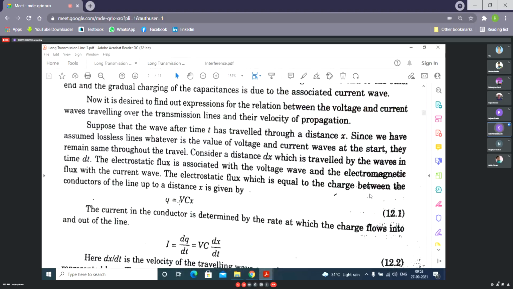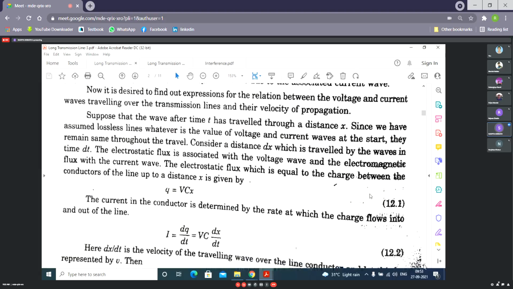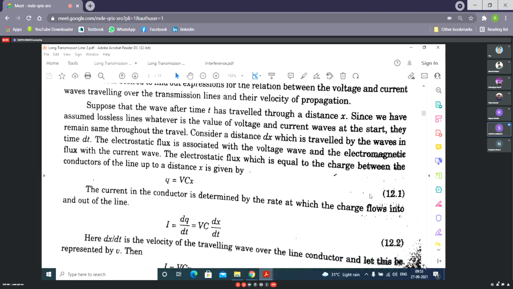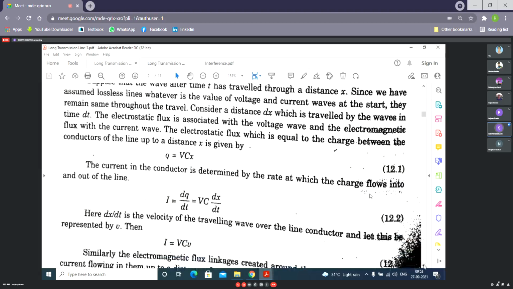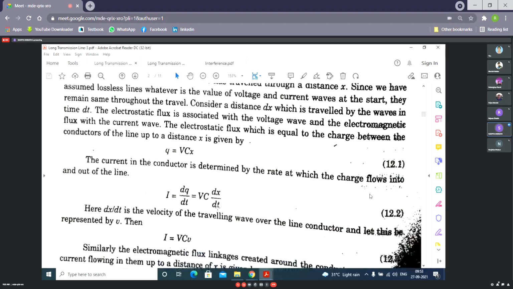You can understand V and C are common, so it is dx/dt. Now dx/dt can be considered as the velocity, because x is the distance and t is the time. So dx/dt is actually the velocity of the traveling wave. Now this we have determined from the electrostatic flux. Now we will find the electromagnetic flux, because both electrostatic and electromagnetic fluxes will be there, as there is inductance and capacitance. Before going to that, we can replace dx/dt by small v, the velocity of the traveling wave.